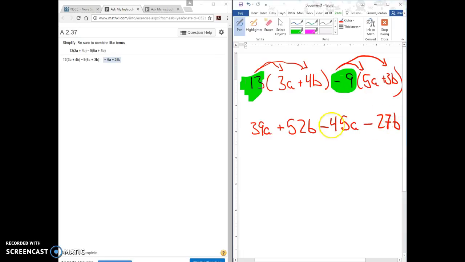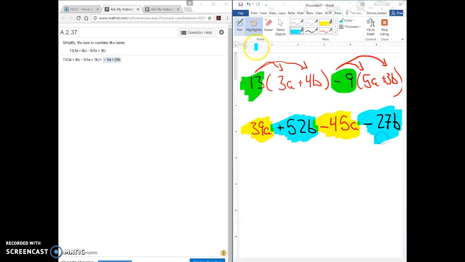So again, if I have a negative, I'm just listing them. All right, here are all my terms. I have 39a and I have minus 45a. My next set of terms, plus 52b and minus 27b. So you just have to get used to doing that.